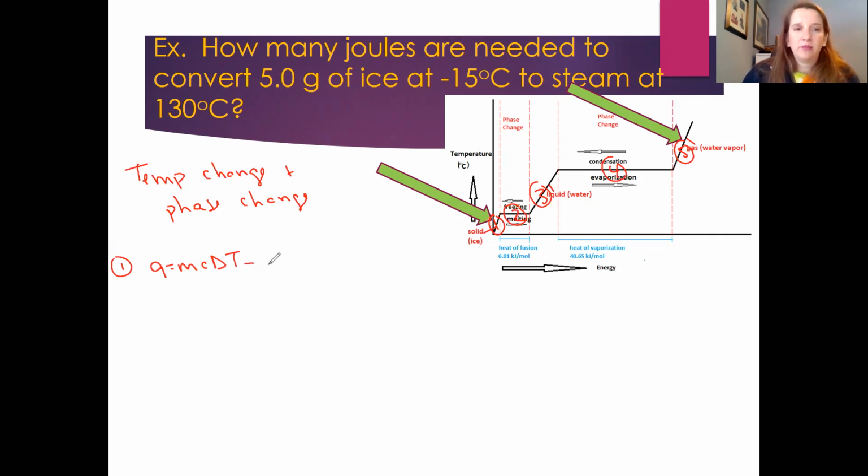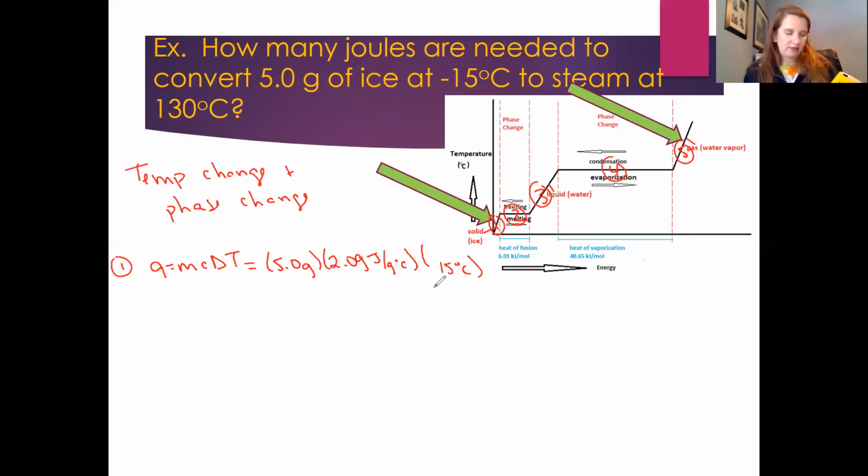So then that's going to be our mass, which is 5 grams. Now this is ice here, so we have to use the specific heat of ice, which is 2.09 joules per gram degrees Celsius. And then our temperature change. Well, when is ice going to change into liquid? It's going to change into liquid at 0 degrees. So how many degrees is this sample going to be ice? It's going to be ice for 15 degrees.